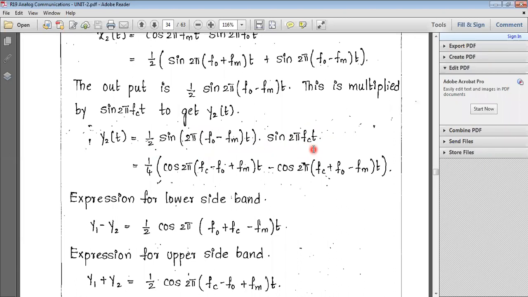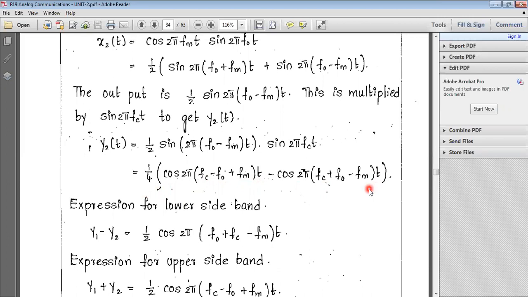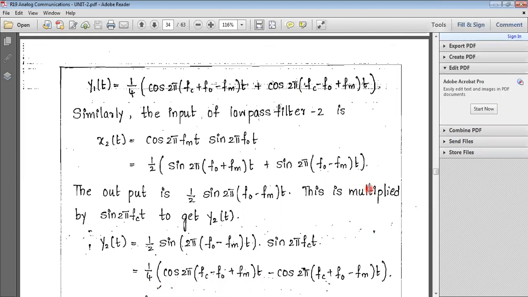Again in the form of sine A sine B. So after expansion, here we have 1 by 4 into cos 2 pi into fc minus f naught plus fm into t minus cos 2 pi into fc plus f naught minus fm into t. Finally, here we are connected to addition or subtraction, that is y1 of t plus y2 of t, or otherwise y1 of t minus y2 of t.